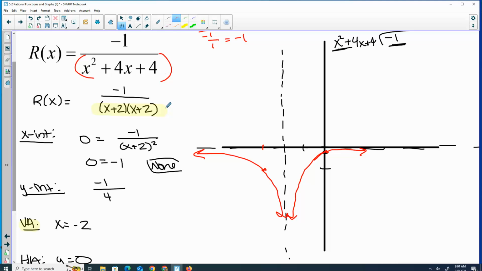What questions do you guys have for me? So that's what we're doing today. We're just going to keep practicing these graphs.